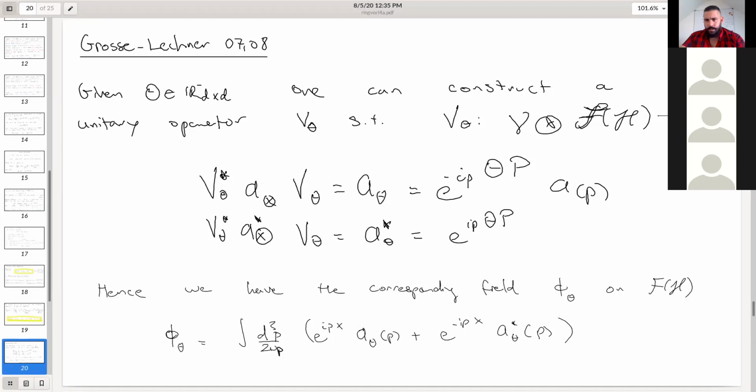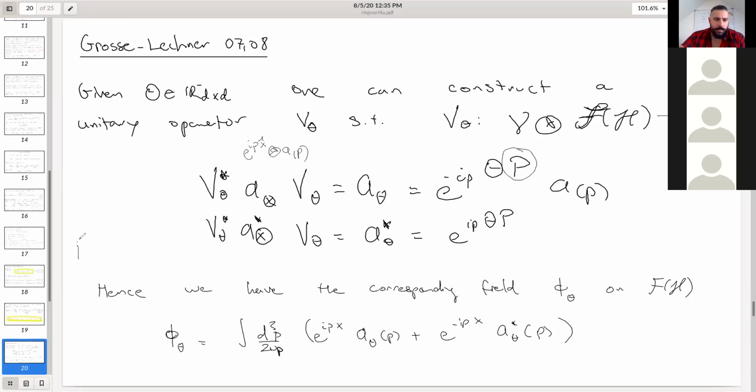Now, given a skew-symmetric matrix theta, one can construct a unitary operator phi theta, which takes the tensor product of V and V of H to V of H, to this Fock space, this many-particle space. It is done by basically doing the following. You take these tensor A's, which were e to the i p x hat tensor A of p, and here the conjugated one, and then you perform a unitary transformation, which takes you from that to that, where P is the momentum operator with respect to the quantum field theory.